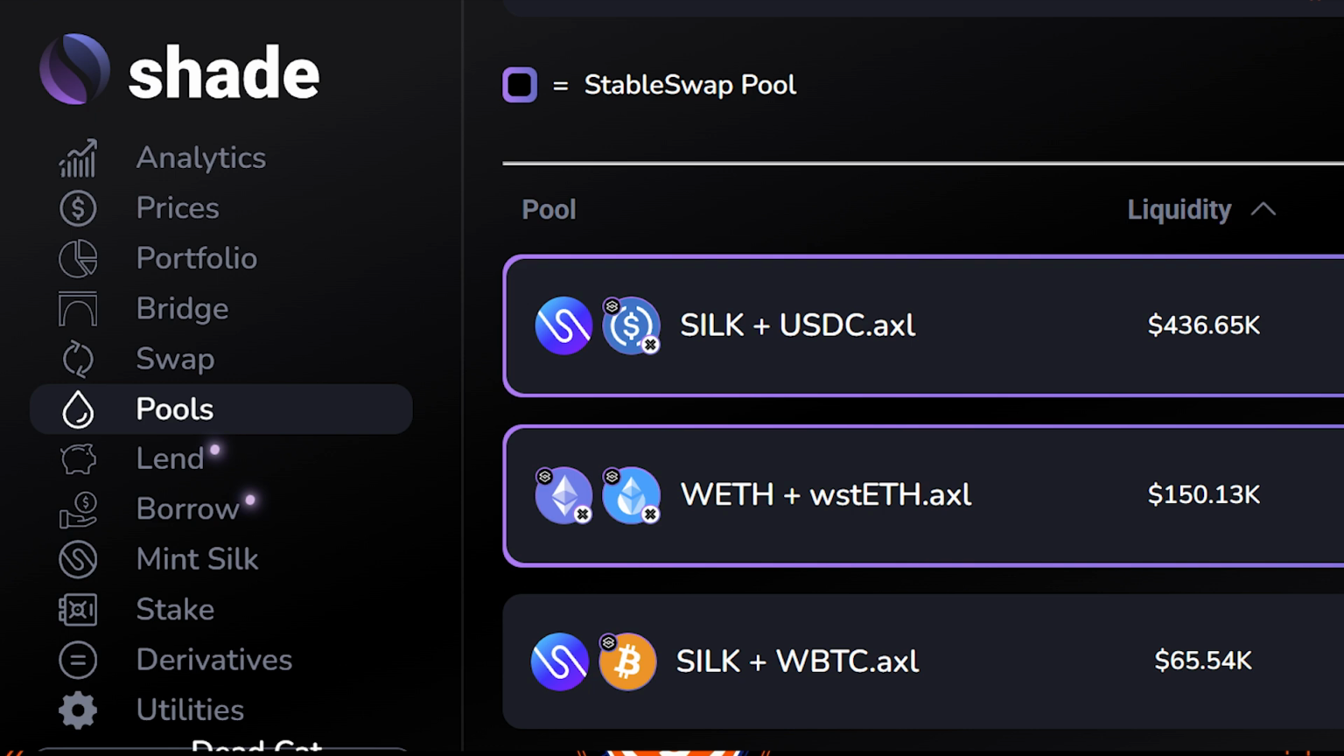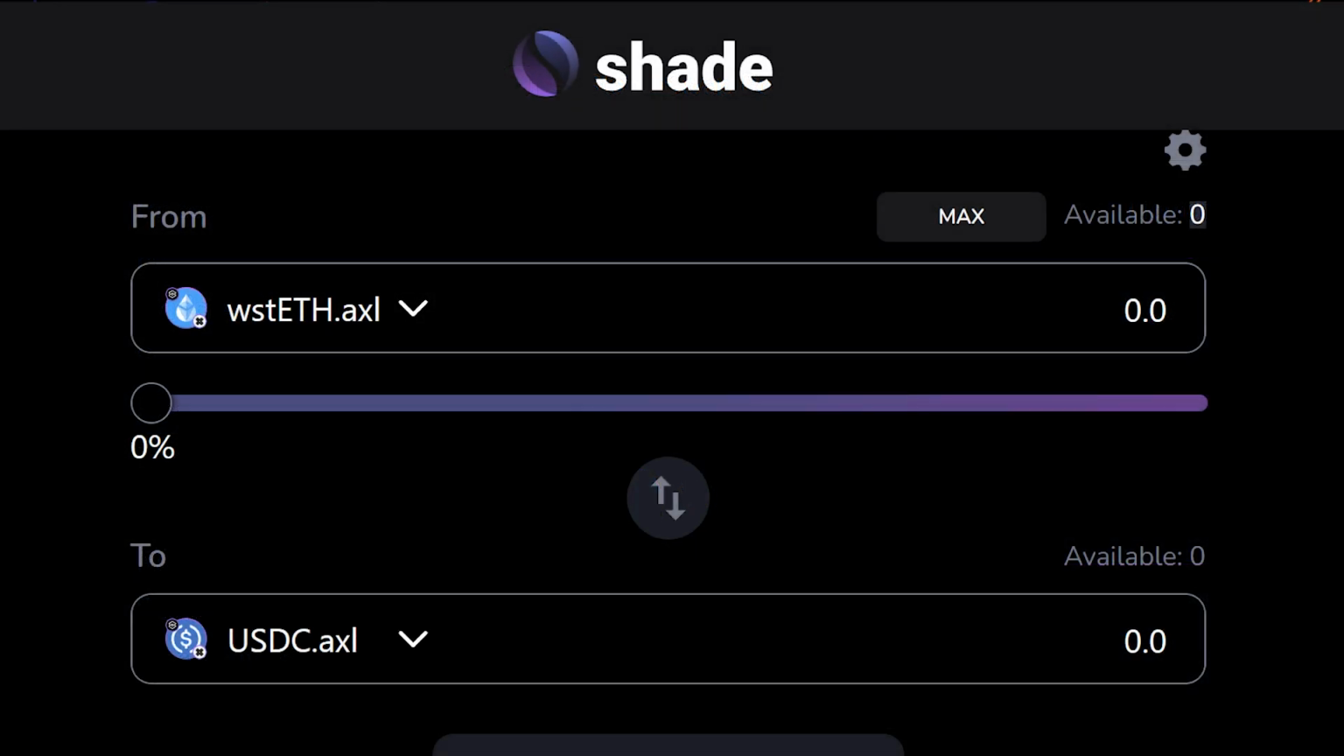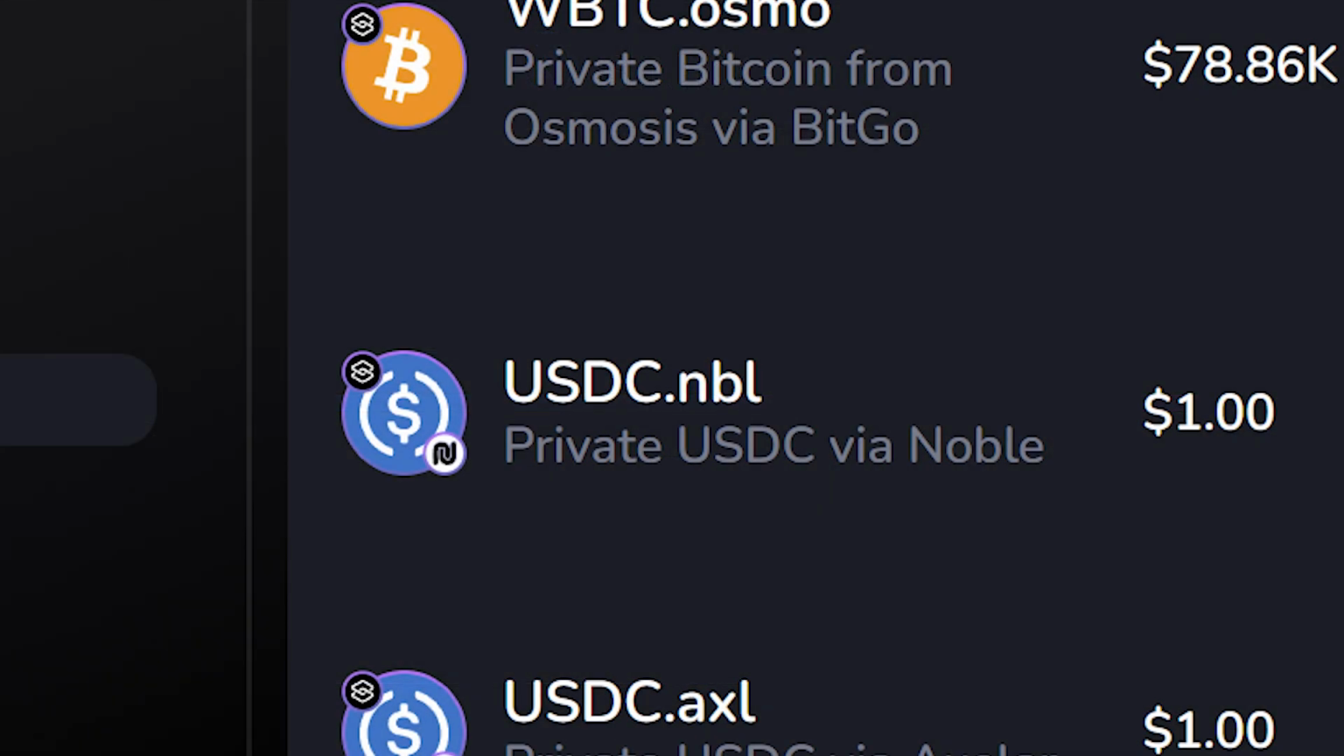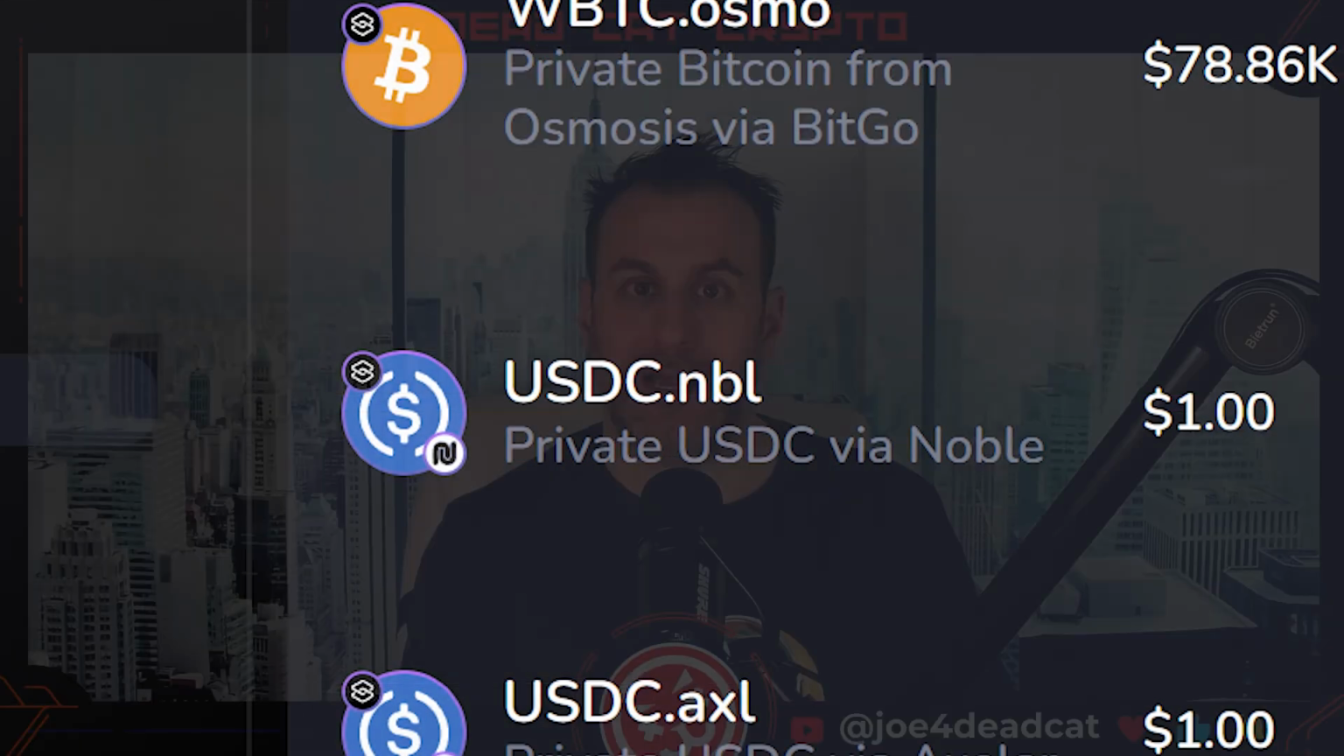You'll see them in liquidity pools, and yes, you can borrow against them, lend them out. So that's Axelar. You'll also see Noble. That's a stablecoin USDC issued by Noble, which is another blockchain in Cosmos. Hopefully you're still following, because we're going to get to the fun part right now.